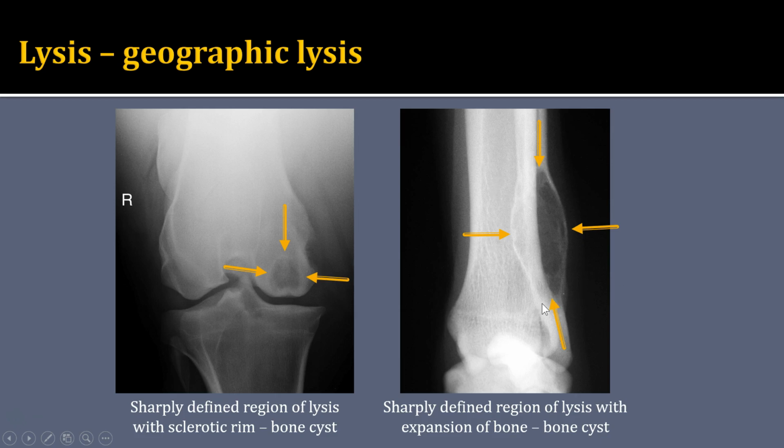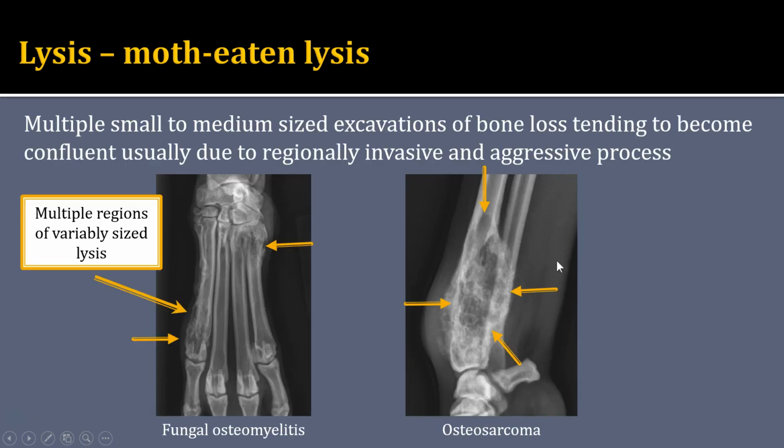So this also has an expansion of the bone, but expansion does not really indicate non-aggressive versus aggressive. It's just telling us that there is some growth going on. So these are non-aggressive processes. The next pattern of lysis is moth-eaten lysis.